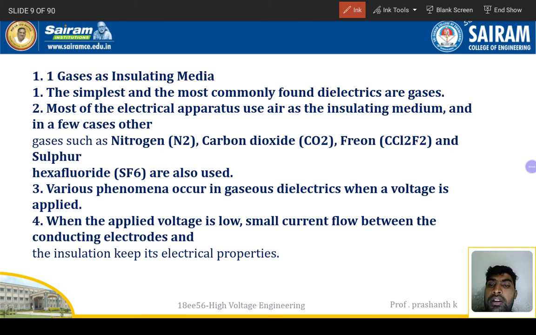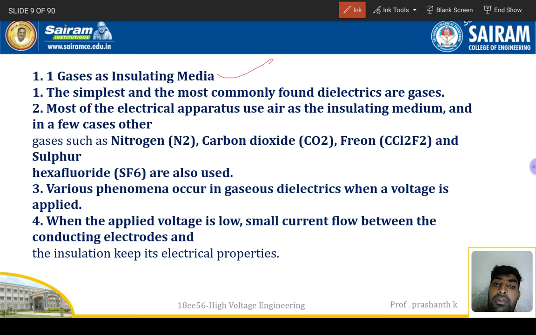Let us discuss the first module of your high voltage engineering subject, a continuation of dielectrics. In that, we have gas as an insulating medium. The simplest and most commonly found dielectrics are gases, like nitrogen, carbon dioxide, freon, and sulfur hexafluoride, SF6. SF6 is mostly and widely used in circuit breakers.